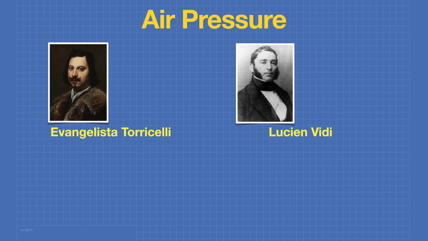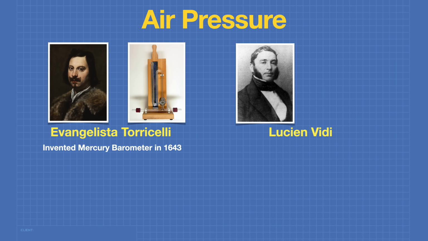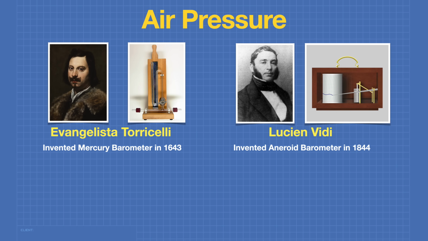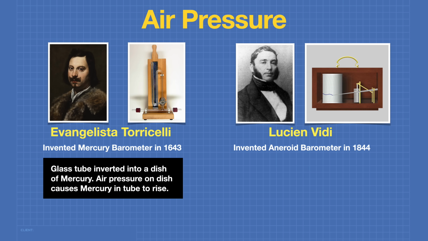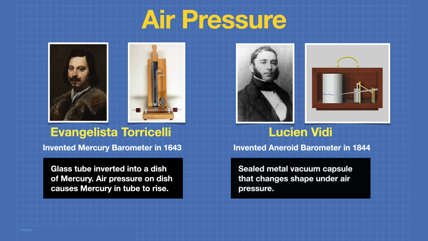Air pressure is measured with barometers, and 2 gentlemen are responsible for the invention of the most popular types of barometers. Evangelista Torricelli, who invented the mercury barometer in 1643, and Lucien Vidi, who invented the aneroid barometer in 1844. A mercury barometer uses a glass tube inverted into a dish of mercury. The air pressure on the dish causes the mercury in the tube to rise. An aneroid barometer consists of a sealed metal vacuum capsule that changes shape under air pressure. The shape of the capsule drives a needle.